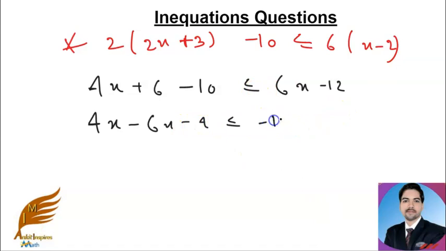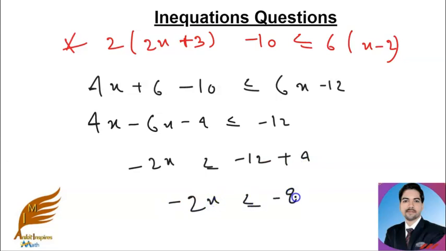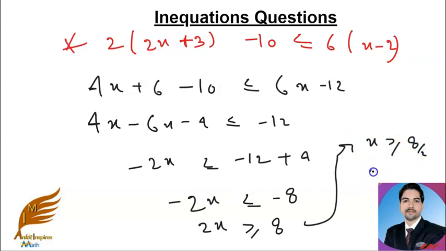Now look, 4x - 6x is -2x. Here this minus 4 on the right will become plus 4. -2x is less than equal to -8. When you multiply with minus, the whole sign will be reversed. It will be 8. 2x is greater than equal to 8. x is greater than equal to 8/2. It means x is greater than equal to 4.